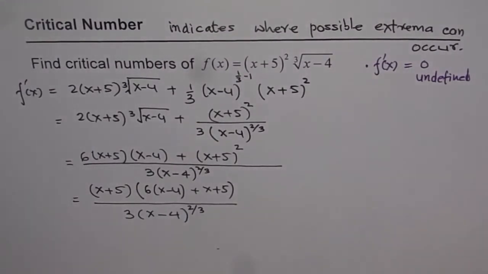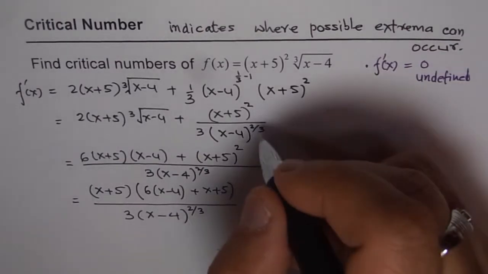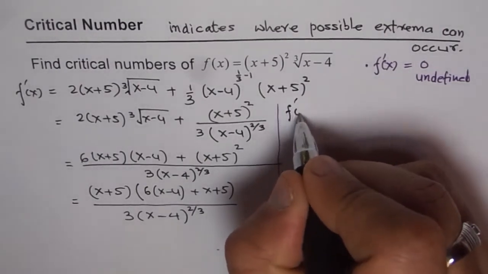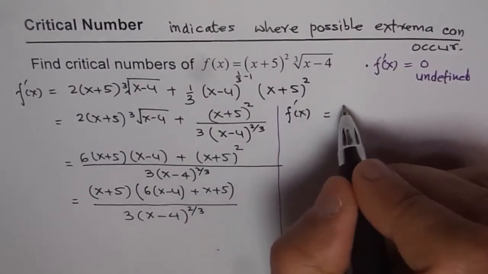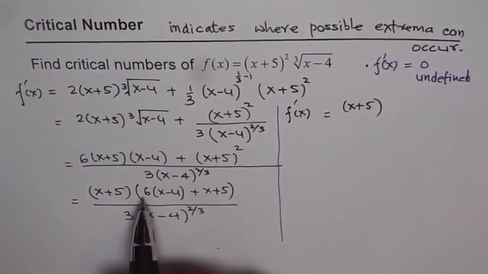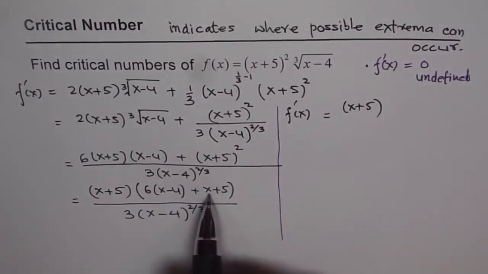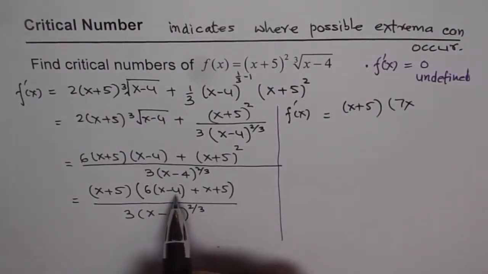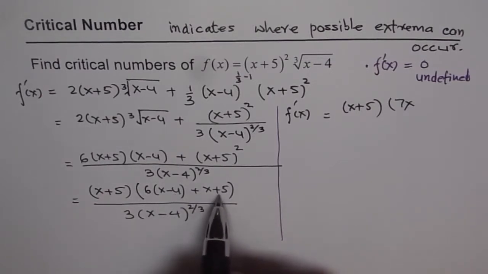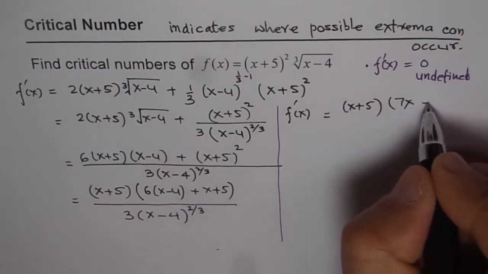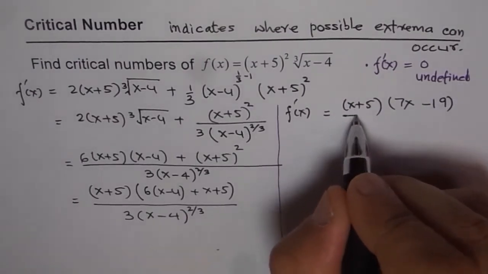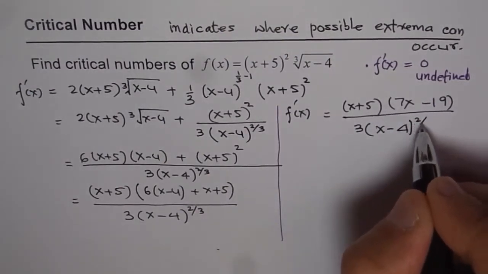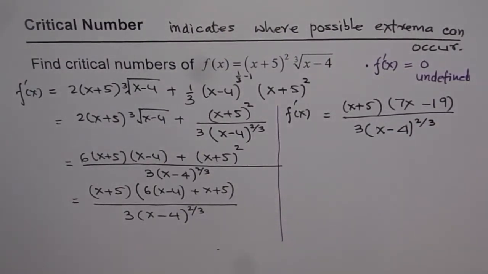Now we can further simplify this. Let me take it to the right side and do further simplification. We have f dash x equals (x plus 5) times 6x plus x, which gives us 7x, and 6 times minus 4 is minus 24, and minus 24 plus 5 gives us minus 19. So we get 7x minus 19, over 3 times (x minus 4) to the power of 2 over 3. Now that is f dash x.